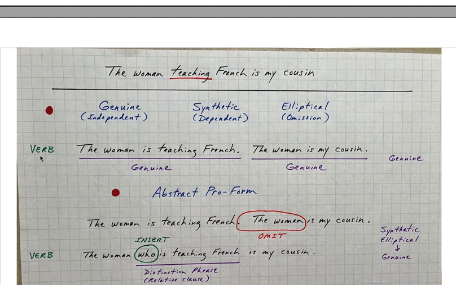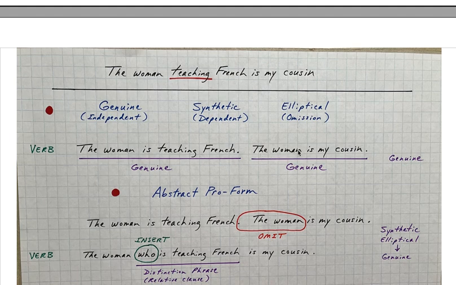So now here, the word teaching is at the verb level. Let's start at the basic verb level. The woman is teaching French. Now, is teaching is your verb phrase. That's the present progressive tense. But teaching here is a regular verb. Now, in my system, genuine means it's complete in itself. It can stand alone. The woman is teaching French. That can stand alone.